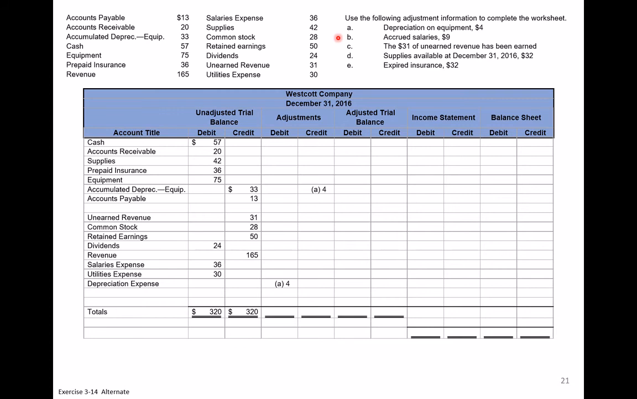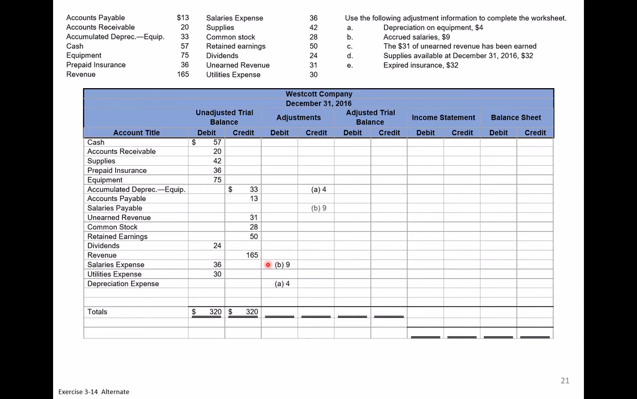Accrued salaries of $9. So accrued salaries for $9 means that there will be additional salaries expense. We've accrued some more salary. So we're not necessarily going to pay those out in cash right now. However, there is more salaries to add for this period. So in addition to the $36 of salaries that we saw on the unadjusted trial balance, this adjustment is saying, hey, wait a minute, you know what? We got $9 more of salaries to include for the period. So just like depreciation expense, salary expense will also increase with a debit.